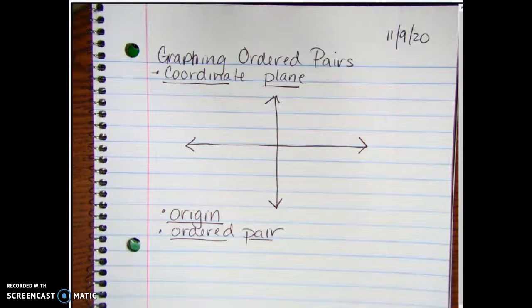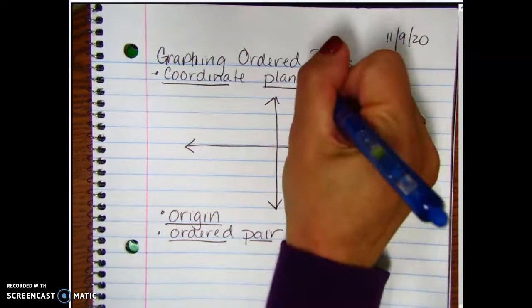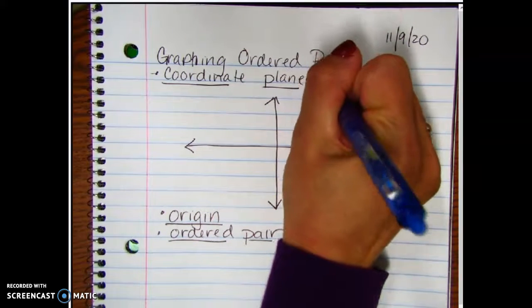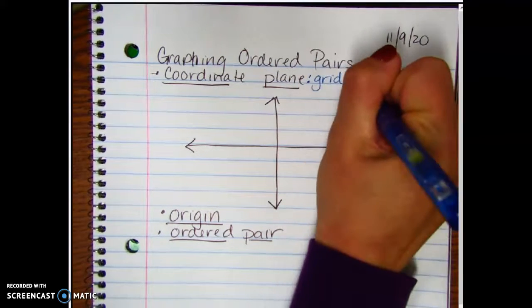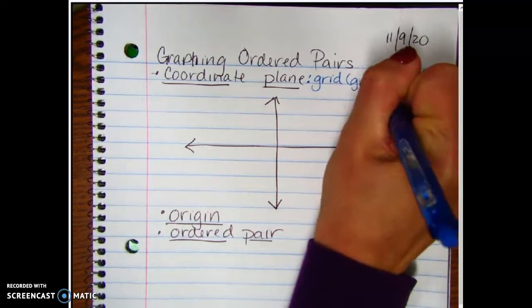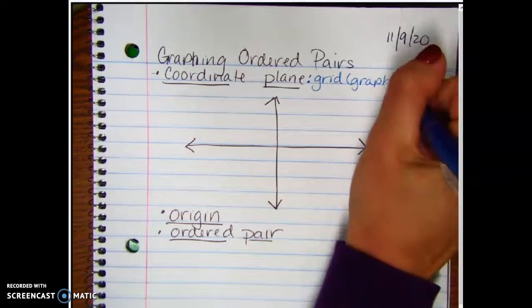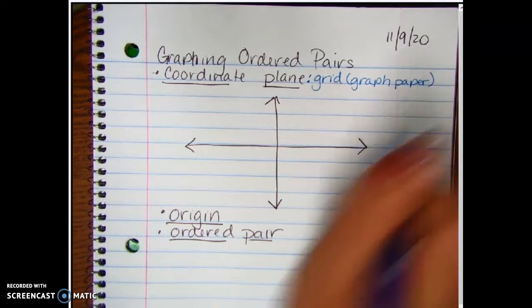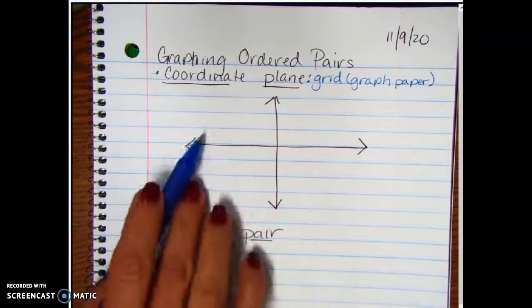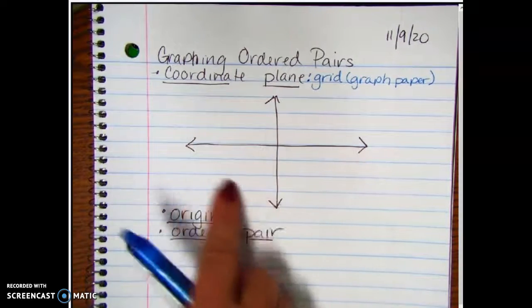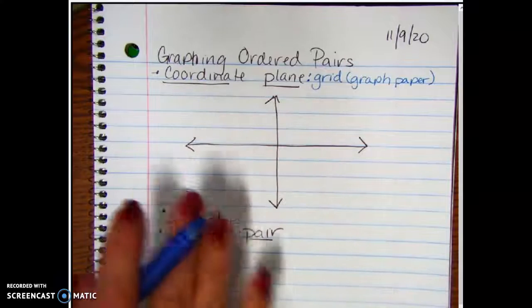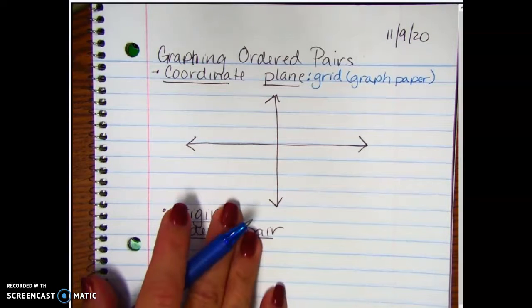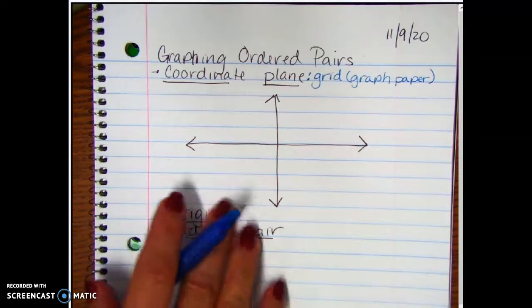So today we talked about graphing ordered pairs. Now, we do this on a coordinate plane. Basically, a coordinate plane is a grid. We also know it as graph paper, but this is where we plot numbers or points, okay? Now, to have a coordinate plane, here is my start of it. And remember, you can always pause so that you can write things down as needed.